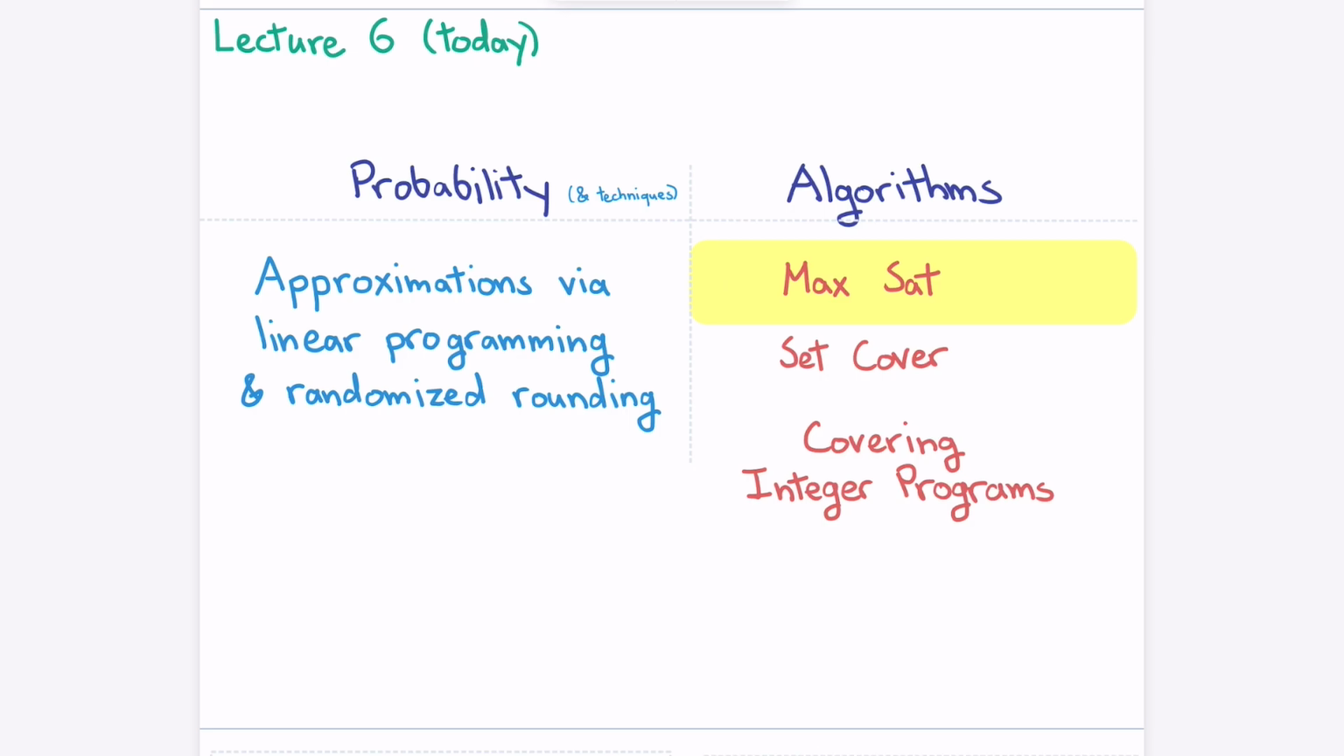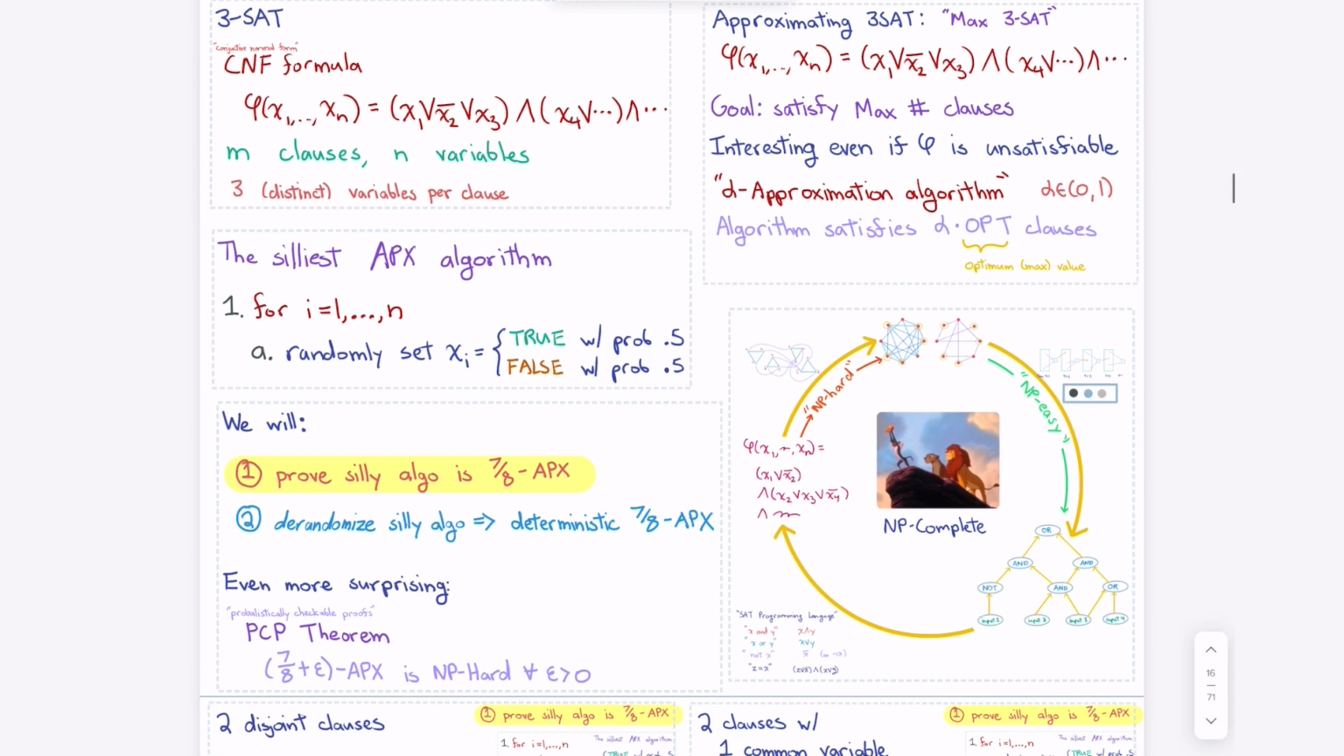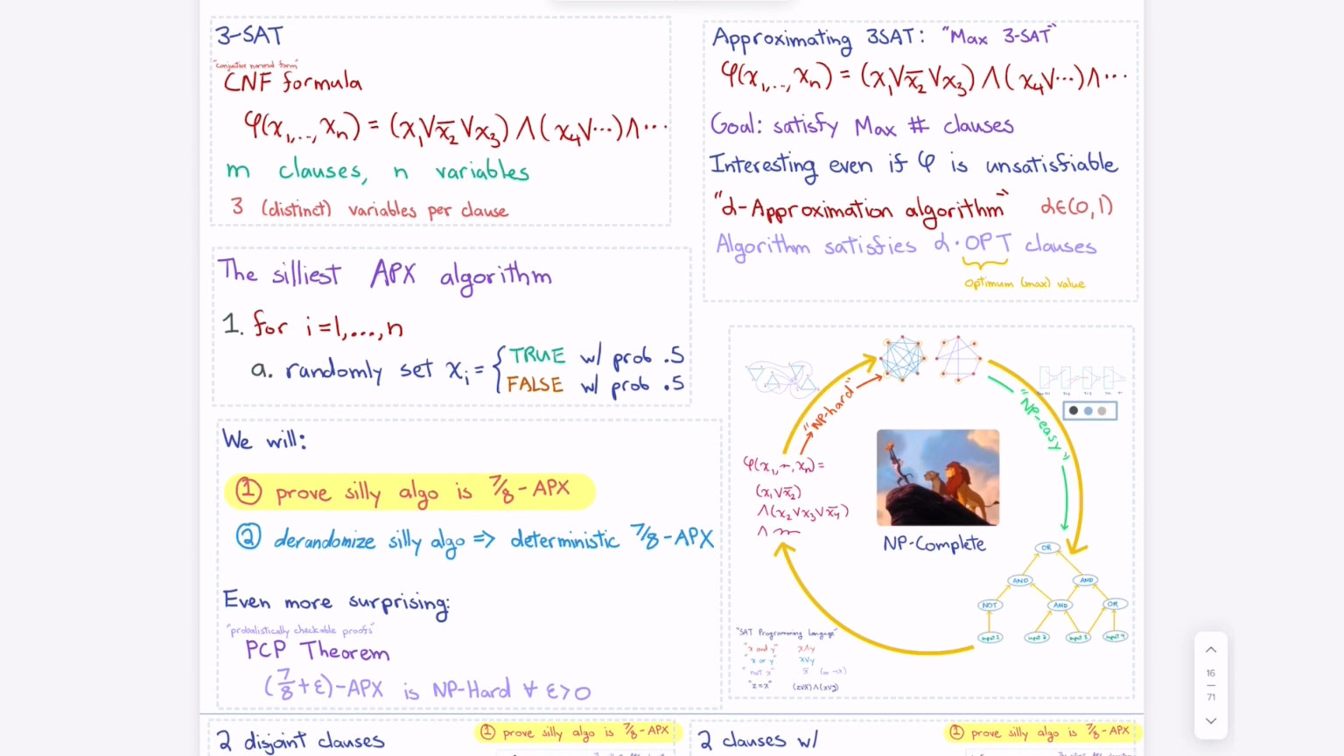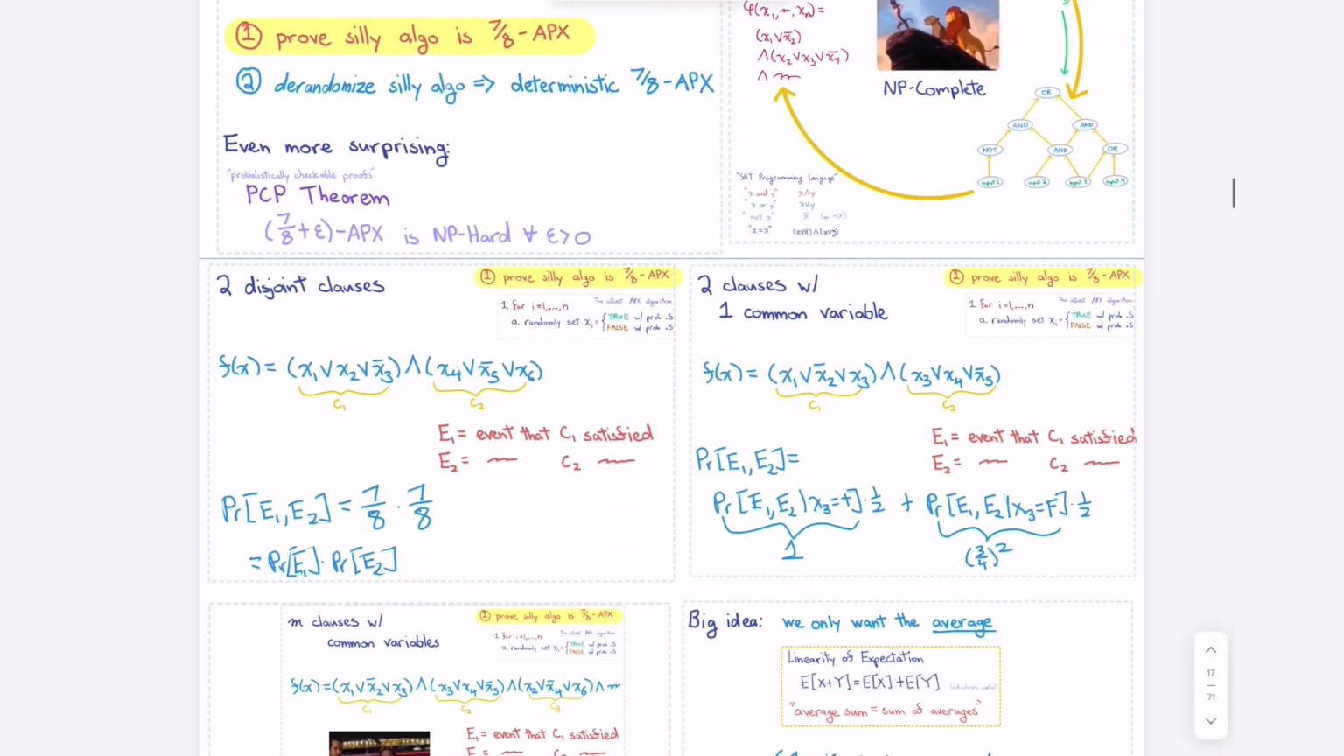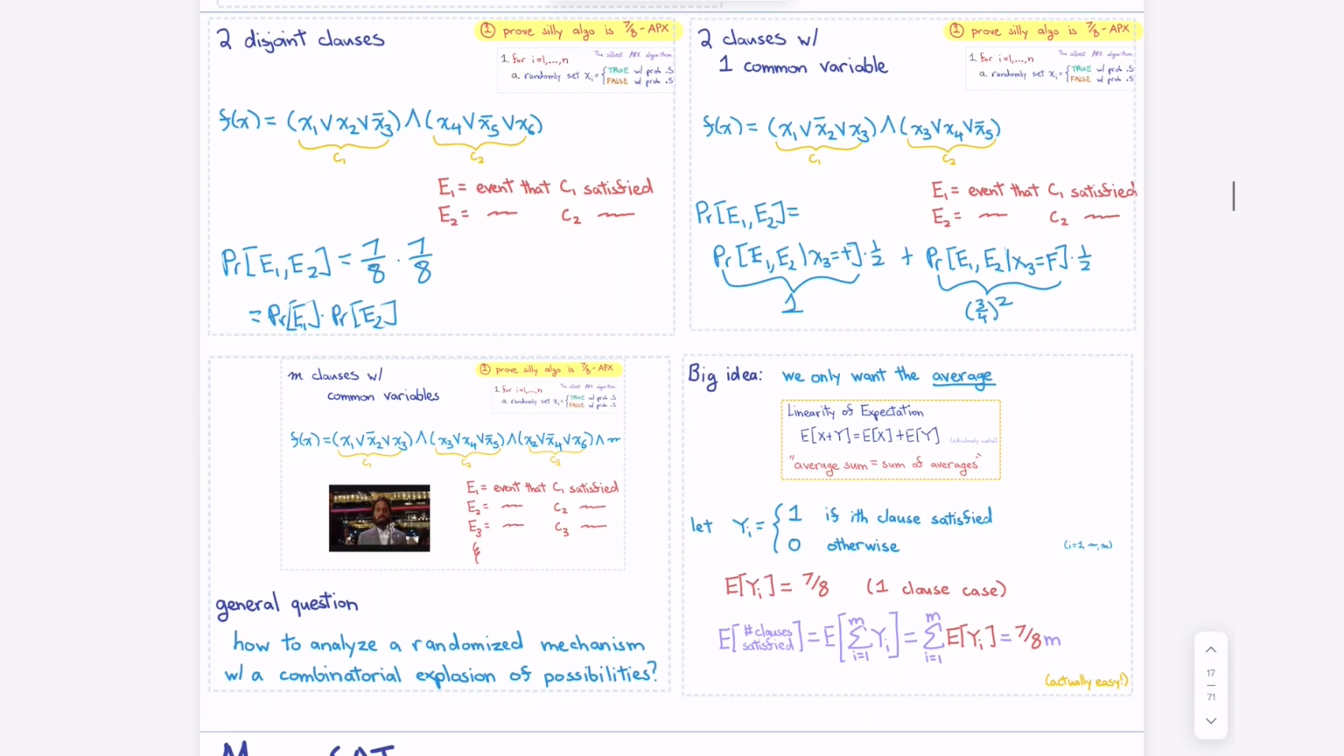Okay. So we'll start with a familiar one. We did max SAT in the first lecture. So I give you some formula. You want to satisfy as many clauses as possible in the approximation version. And we did this silly algorithm where we just tried a uniformly random assignment and showed that for 3-SAT, it'll get you 7/8. In fact, for 4-SAT, 5-SAT, it will do even better.